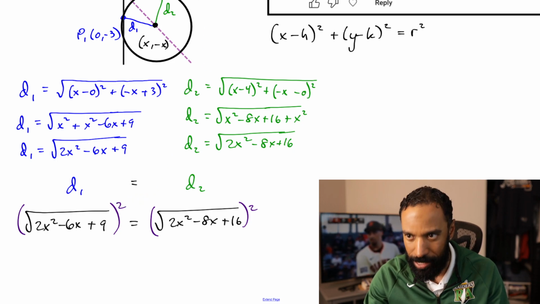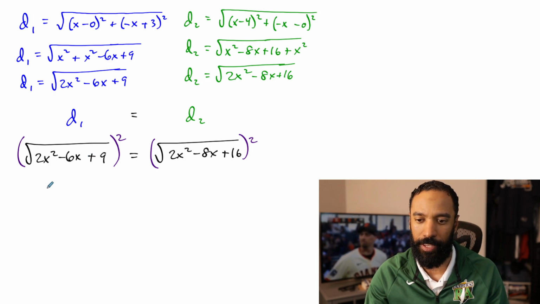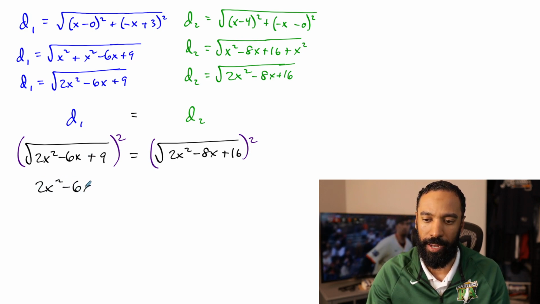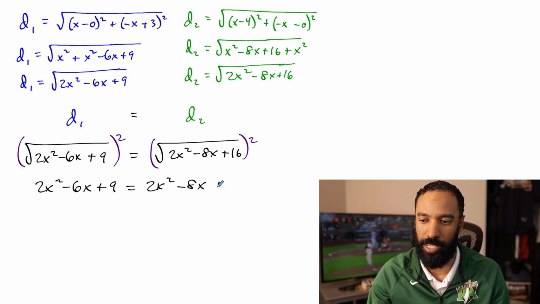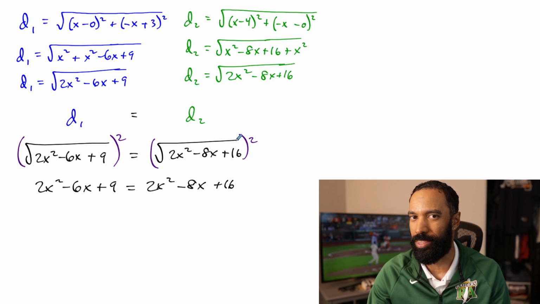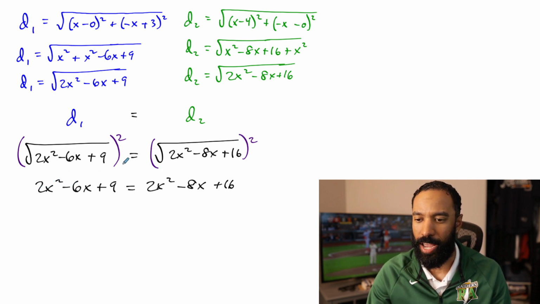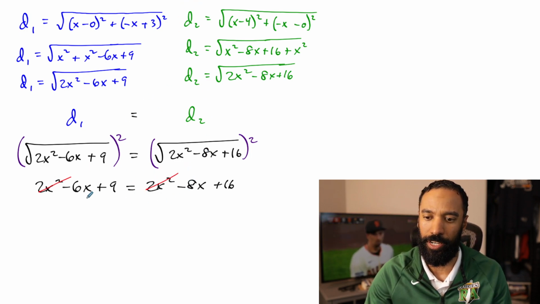Because the radicals are isolated, we can get those square roots gone, and that gives me 2x squared minus 6x plus 9, and here is 2x squared minus 8x plus 16. It's one of those things where in the answer itself, you want to make sure that nothing's extraneous in your solutions. We'll figure that out. If I subtract 2x squared from both sides, they go away. If I add 8x over here, I get 2x, and if I subtract 9 over here, I get 7.